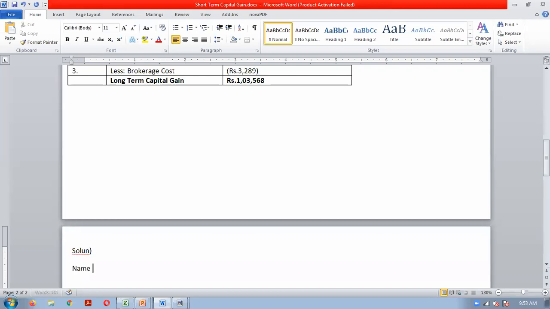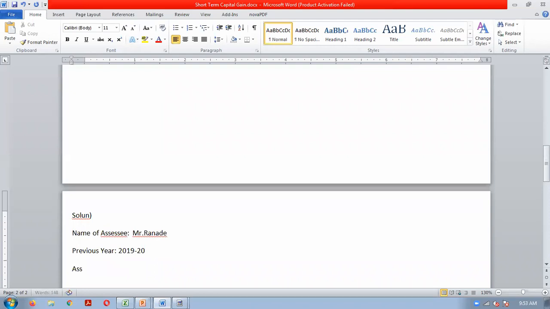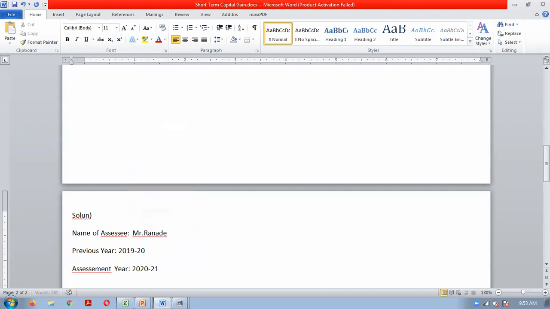Name of the SSC is Mr. Ranade. Previous year is 2019-20. So previous year is 1920. What will be the assessment year? If previous year is 1920, assessment year will be 2020-21. Correct.